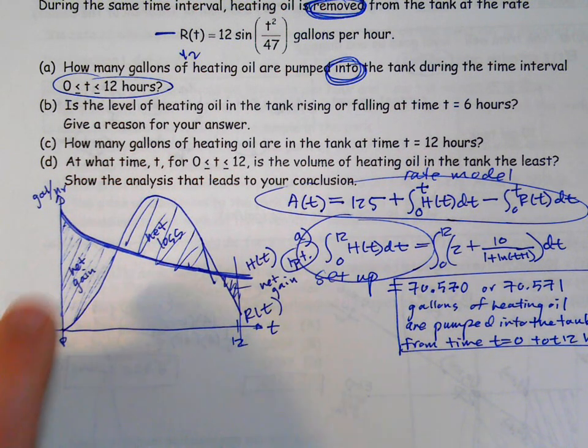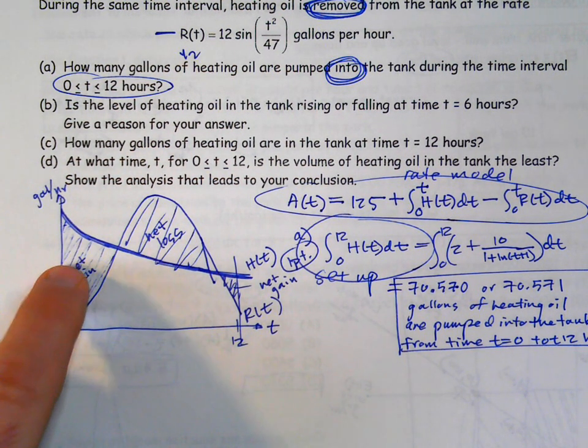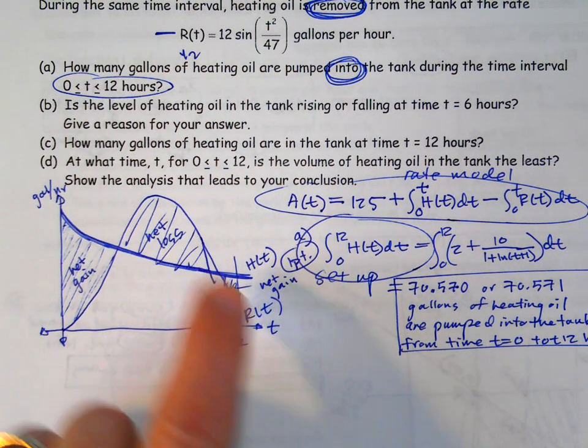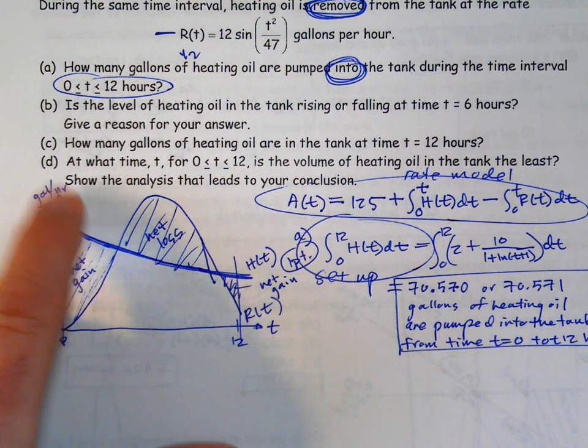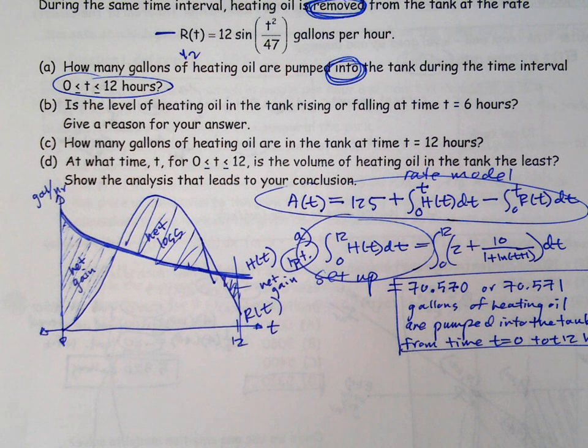And I already looked at this picture. You could tell it's rising here, falling here, and rising again here, right? Because it really just depends on the entering rate versus the leaving rate. If the entering rate's more than the leaving rate, then the amount of oil is increasing, going up. If the amount being taken out is more than coming in, then it's going to go down. It's going to decrease. It's going to fall.